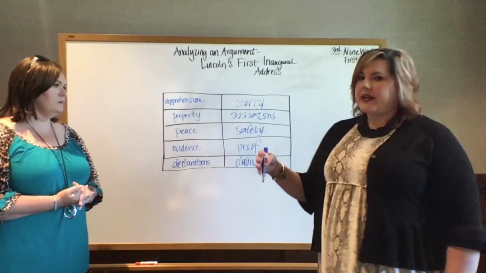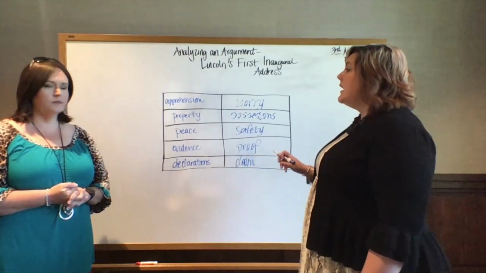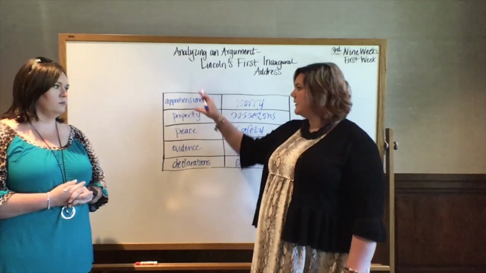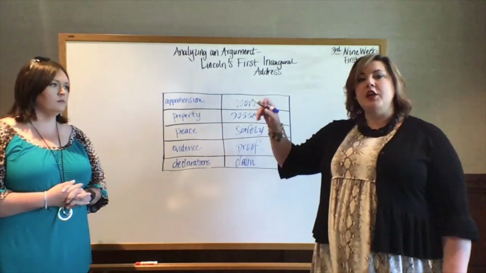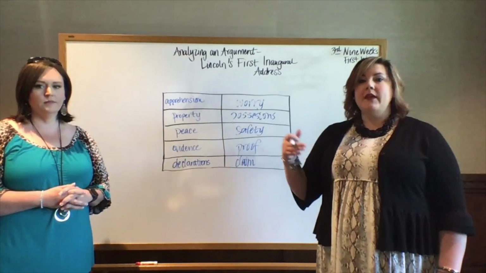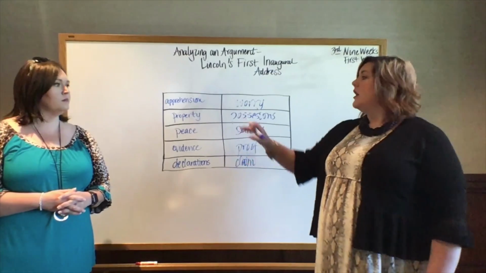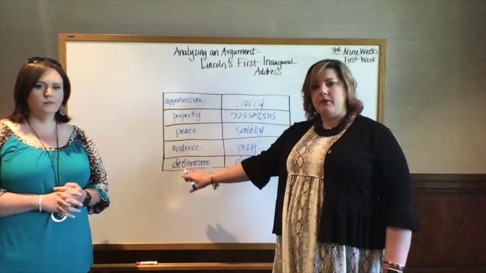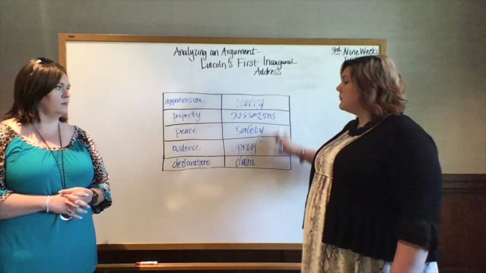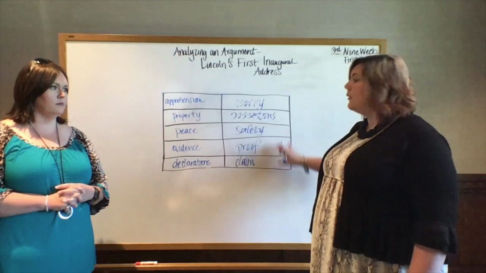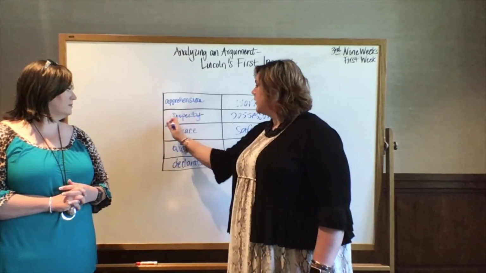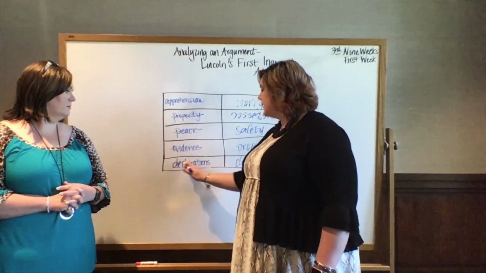So the next task that we are going to employ is to literally strike out the words that came from the text. So these are the words that came from the text. We want to strike them out on this chart so that students understand when they begin to paraphrase this paragraph, they are not to use these words at all, because these are the words that came from the text. So we want them to use their own words. We want them to paraphrase, and these are the words that they would use. So we would mark out apprehension, property, peace, evidence, and declarations.